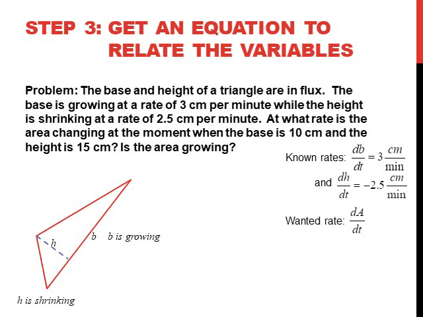Now that I've identified the known and unknown rates, what I'm going to do is look at the variables in the tops of those rates and try to get an equation that relates just those variables. So the variables are the area of a triangle, the base and height of a triangle, and of course those are related by a very familiar formula. That is the formula for the area of a triangle, 1/2 base times height.